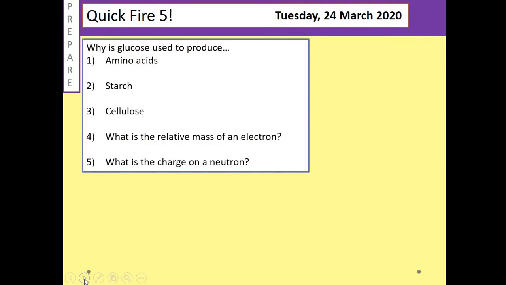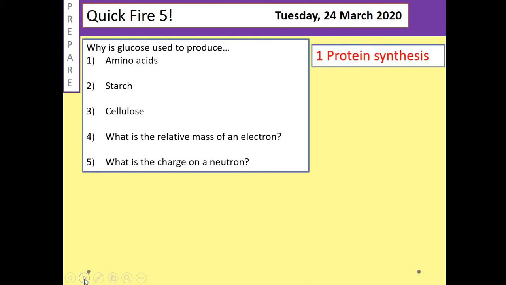Why is glucose used to produce 1, amino acids, 2, starch, 3, cellulose? That's focusing around the function of those molecules. Question 4, what is the relative mass of an electron? And question 5, what is the charge of a neutron? Just a couple of knowledge recall questions to get us warmed up. If you want to pause the video and have a go, then I'll go through the answers.